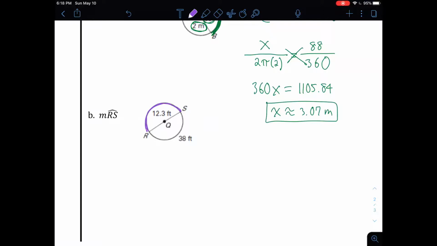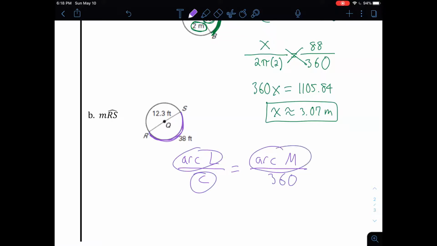Actually, I went the wrong way. Sorry. RS is over here. So this time we're looking for the measure. We're looking for how many degrees this is. So what we're going to use again is arc length over C equals arc measure over 360. Part over whole. Part of the circle over the whole circle equals part of the circle over the whole circle.